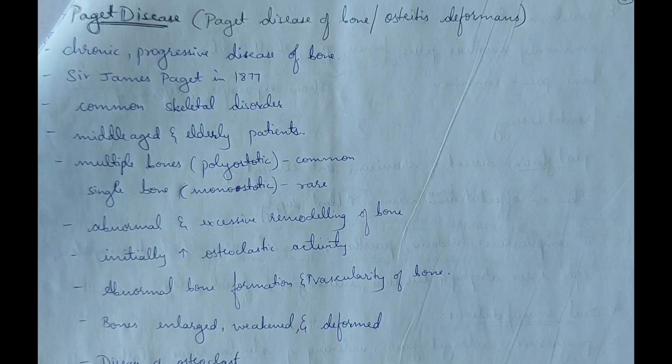So today let's read about Paget's disease, which is one of the bone lesions. Paget disease is also called Paget disease of bone, osteitis deformans. It is a chronic progressive disease of the bone. Sir James Paget in 1877 named the disease as Paget disease. It is a common skeletal disorder usually seen in middle-aged and elderly people.